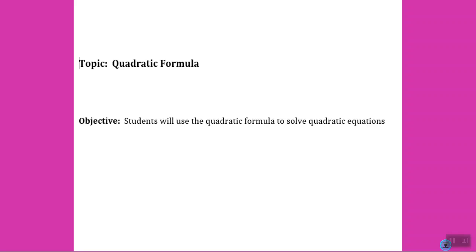Today, we're going to be learning about the quadratic formula. Our objective is that students will use the quadratic formula to solve quadratic equations.